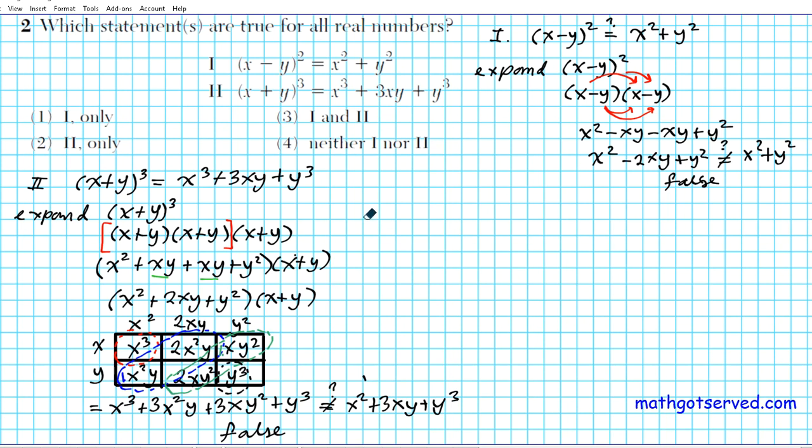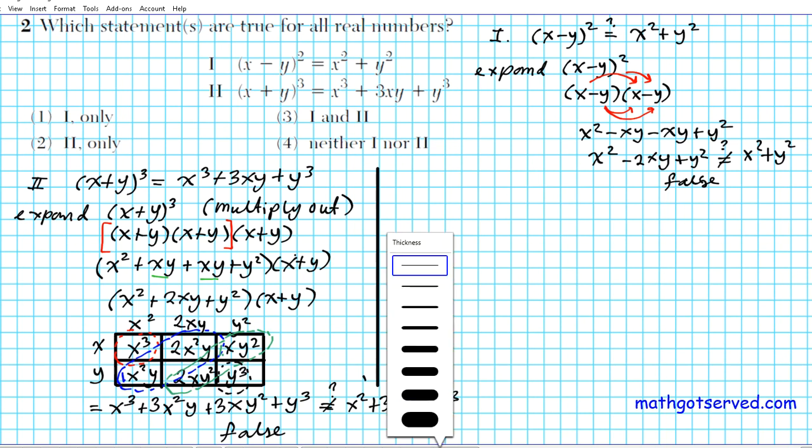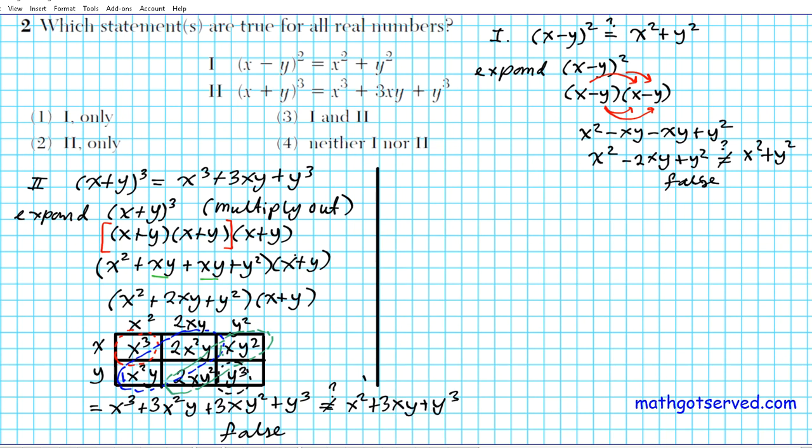Alrighty, now the method that I used right here is I just multiplied out. There's another method which I prefer, which is faster if you know how to use it, to expand binomials of higher powers. If you have a binomial raised to a third power or higher, you can use the binomial theorem or Pascal's triangle. Alrighty, they're one and the same thing. So I'm gonna show you how that works.